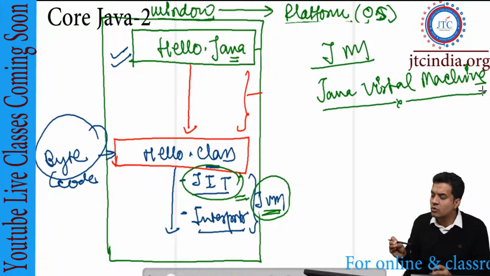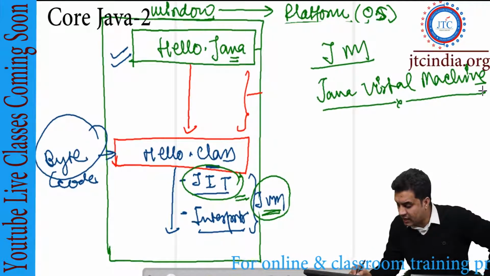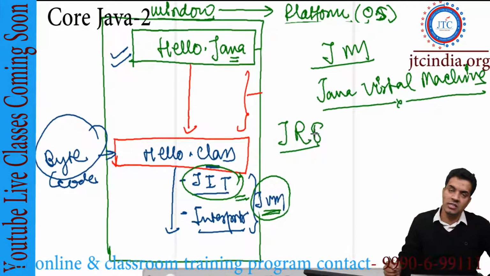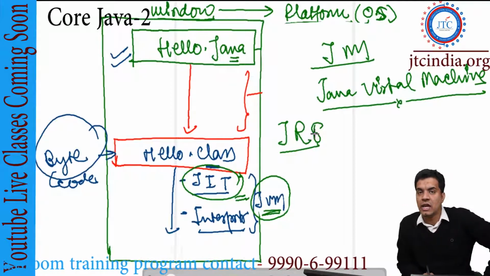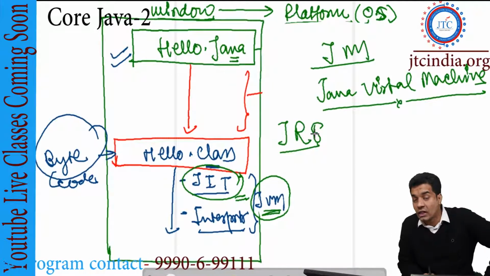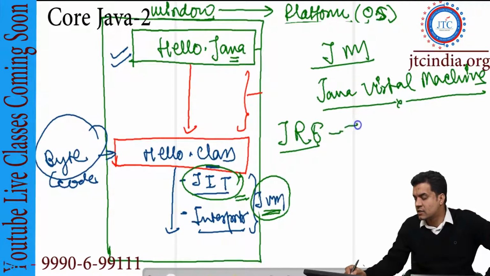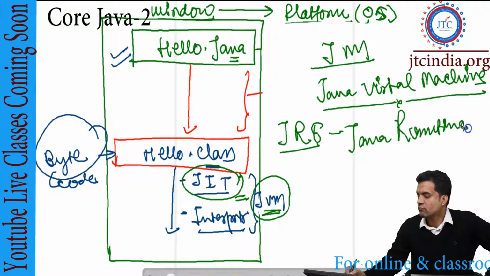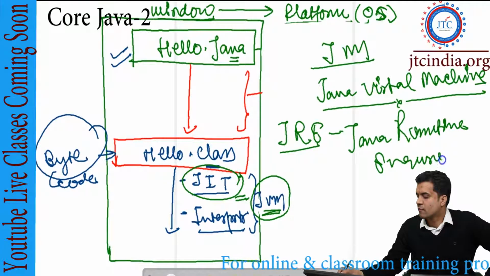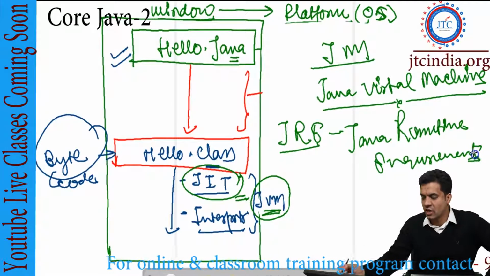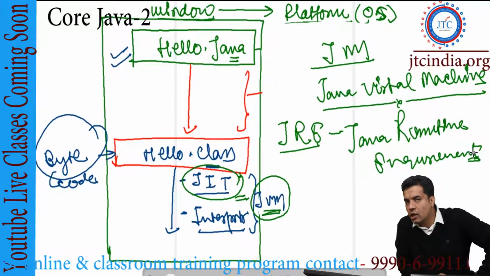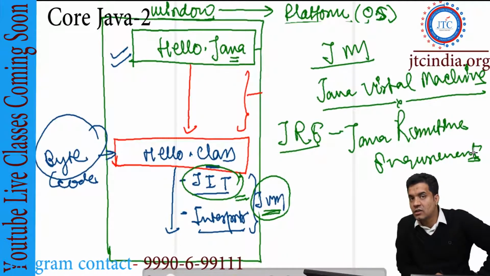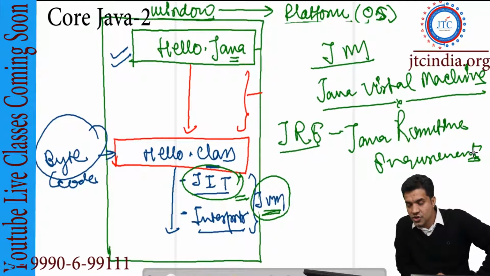Now the next one, as I'll be writing here, the JRE. What is JRE? It stands for Java Runtime Environment. It provides all the libraries and required resources in order to run the Java program, right? It provides all the necessary as well as the required resources while running the Java program. That's what the JRE is.